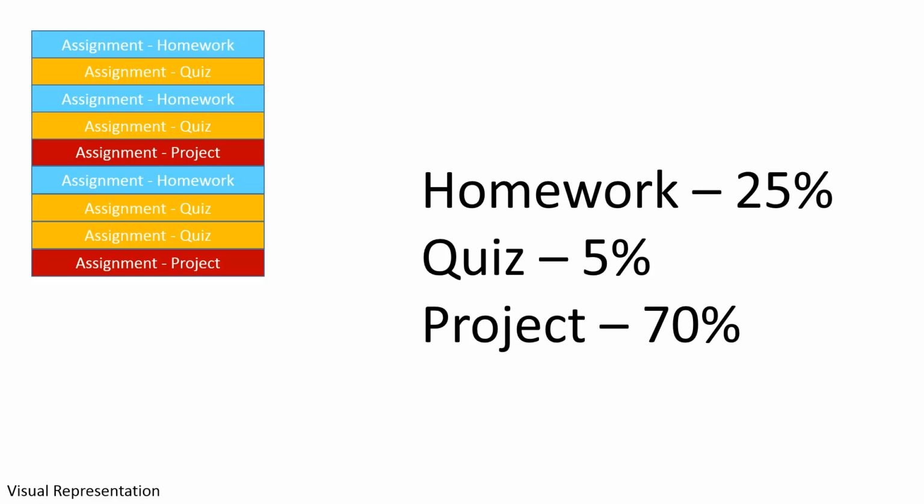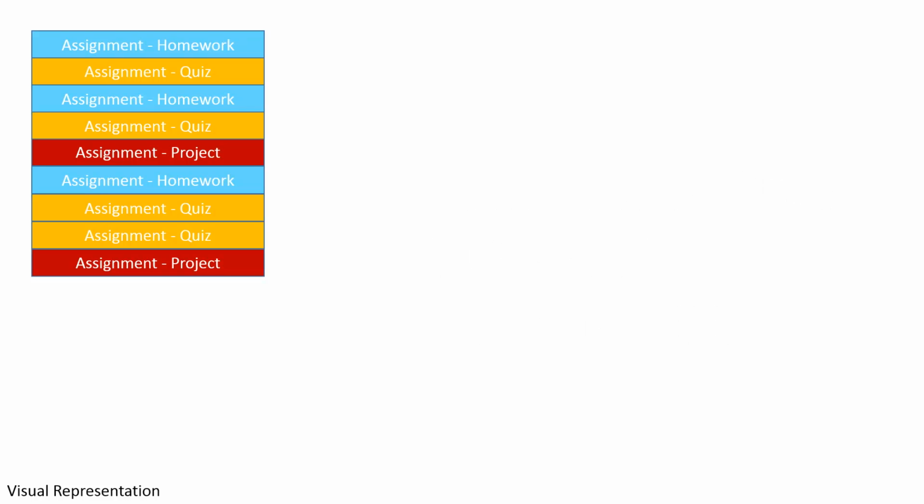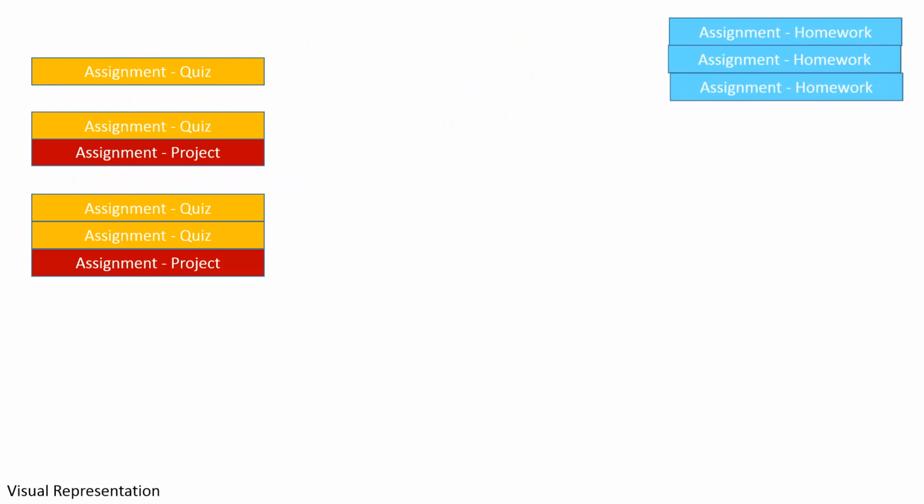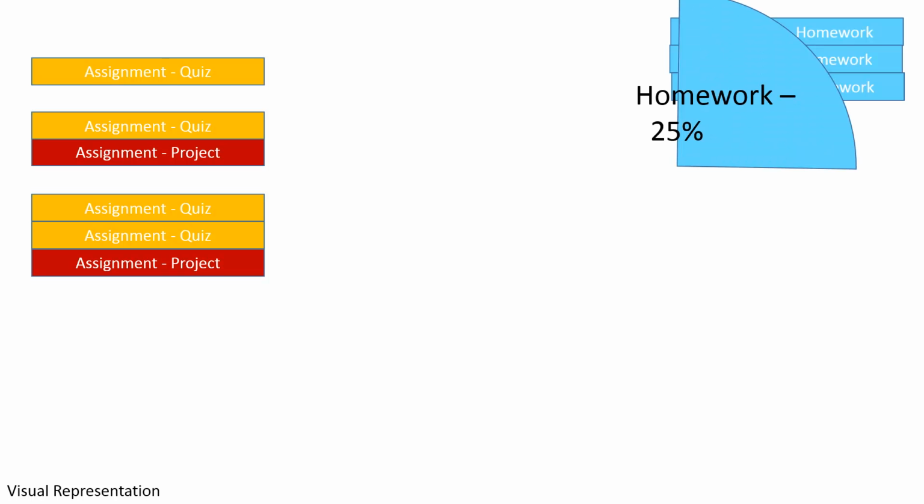For this example, we will arbitrarily choose that homework is going to constitute 25% of the grade, that quizzes will constitute 5%, and that projects will constitute 70%. Effectively, that means that all of the homework assignments, whether there are 3 or 7 or 25, will count for 25% of the student's overall grade.